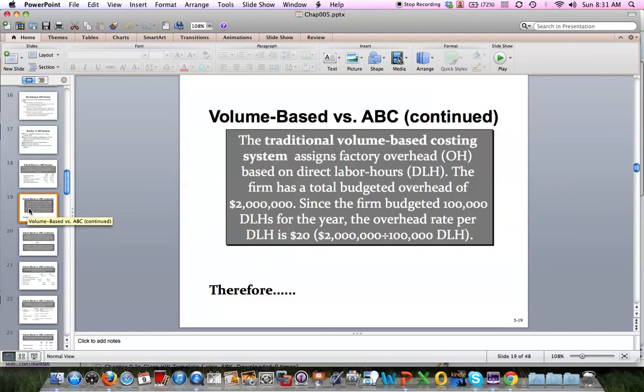And so they're going to do this using the traditional volume-based costing system, which of course will assign overhead based on direct labor hours. And because they make a lot more SZ than they do of AW, a lot more cost will be allocated to SZ because that's just where the production volume is at. So they budgeted for 100,000 direct labor hours for the year. Their overhead budget was $2 million, and so it gives you a pretty easy way to figure out the rate, right? We estimate total overhead, and we divide that by the estimated number of direct labor hours, and we get $20 per hour.